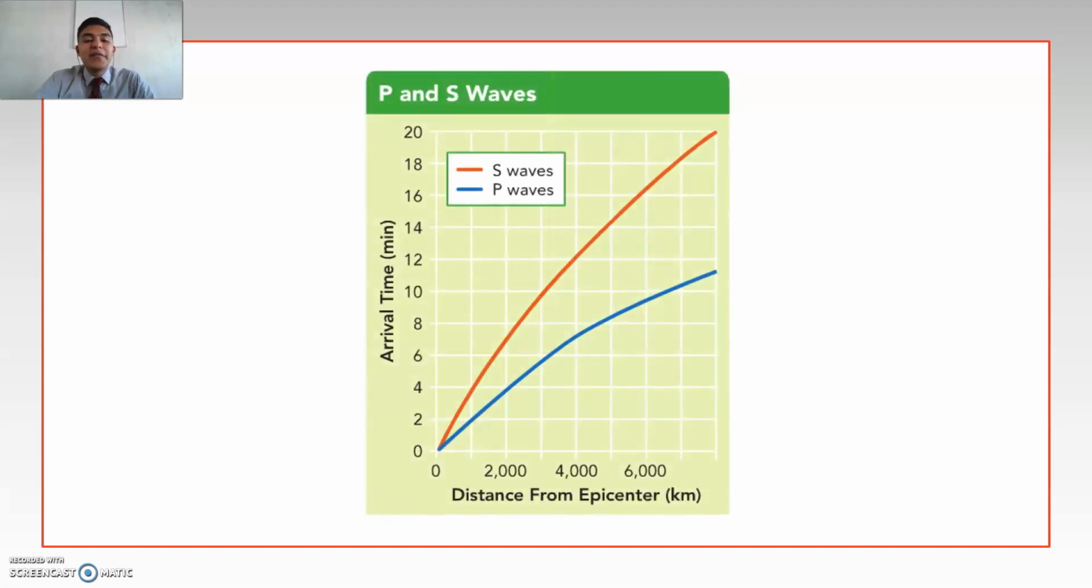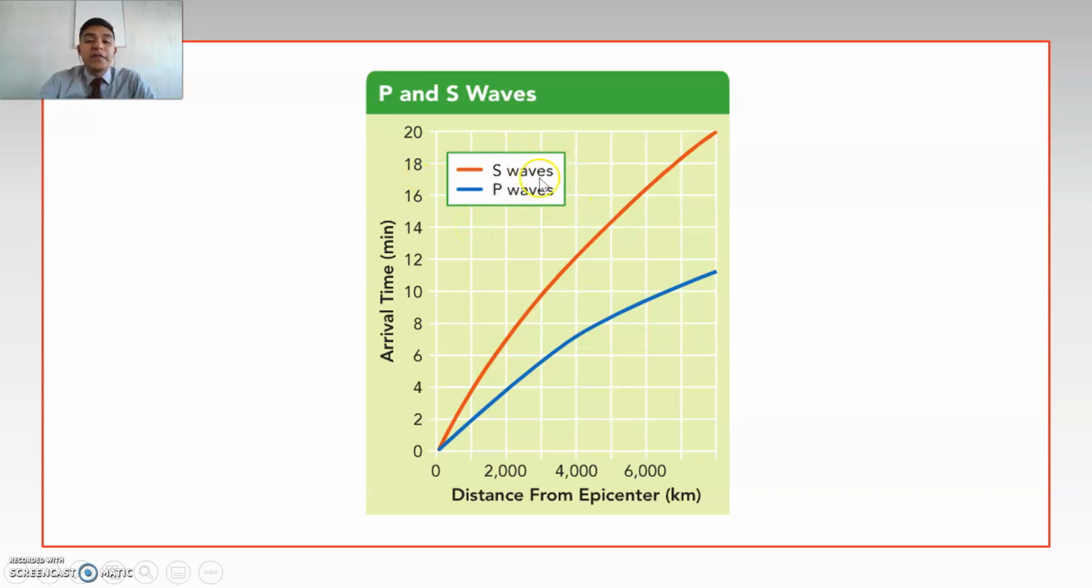Let's continue. Here we have a diagram that represents the speed of P waves and S waves. Just like you can notice, right over here, we have the arrival time in minutes. So here we have 0 minutes, 2 minutes, 4, 6, 8, 10 minutes, and so on and so forth. And right at the bottom, we have the distance from the epicenter, which will be 0 kilometers, 2,000 kilometers, 4,000 kilometers, and 6,000 kilometers. And remember that the ones that arrive first are the P waves because they are the first ones that are produced.